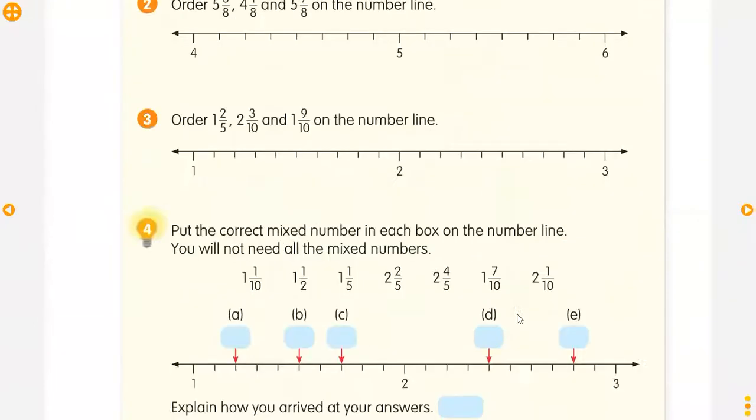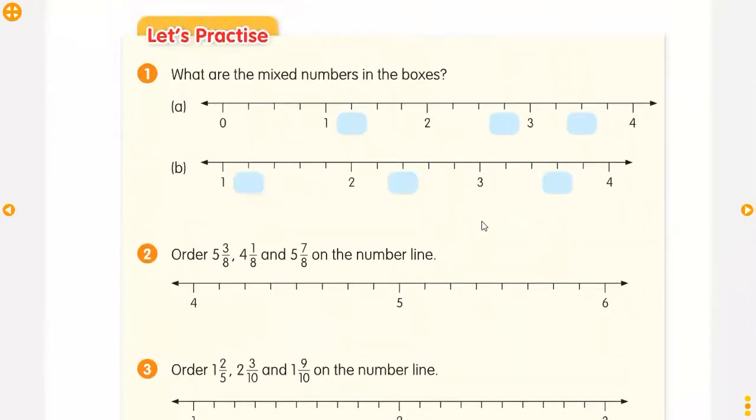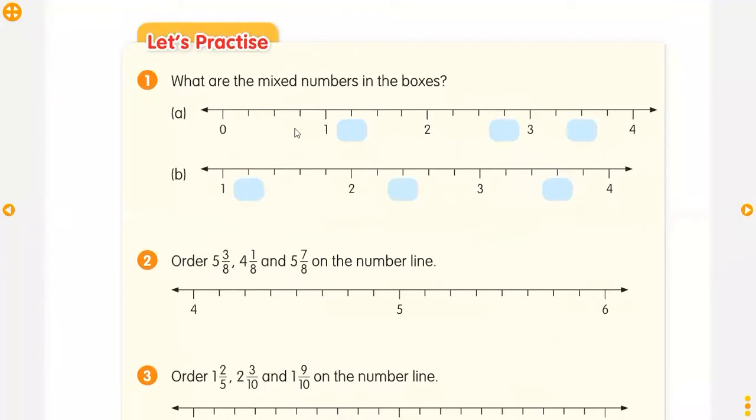Page 215 in the pupil's book. Here, let's solve 1. This number line here is from 0 to 1, from 1 to 2, from 2 to 3, from 3 to 4. Yes, very easy. Let's look at this dash.